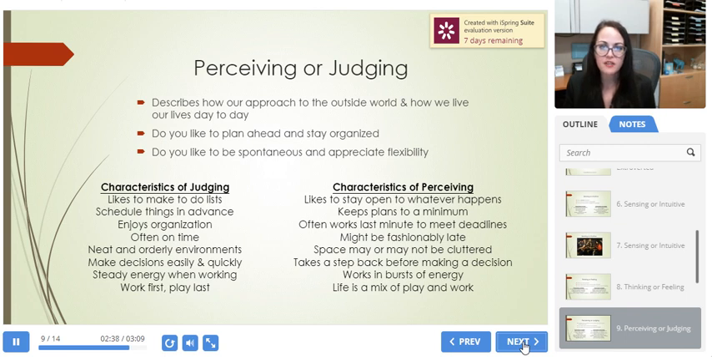And often when they make a decision, they like to take a step back, they ponder it, they think about all angles, and then they proceed, which can be helpful, but again, unhelpful if a decision needs to be made in a timely manner. They tend to work in bursts of energy. When something finds their attention, they jump on it. And they believe that life is a mixture of play and work. So these people will often kind of mix the both.